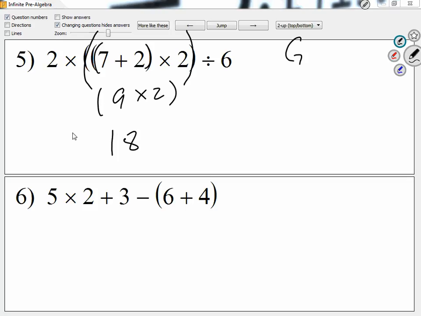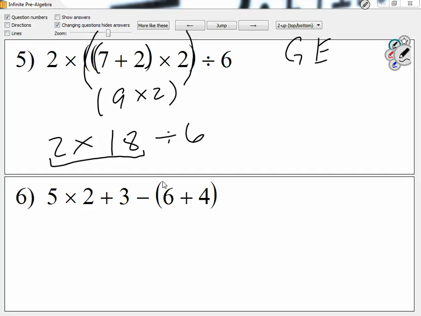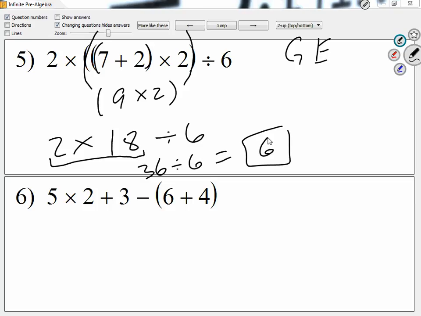Let me copy everything else. We have 2 times 18 divided by 6. Alright, so we're done with the groups. There are no exponents. Multiplication, division. Let me go from left to right. How much is 2 times 18? 36. And how much is 36 divided by 6? 6. Good.